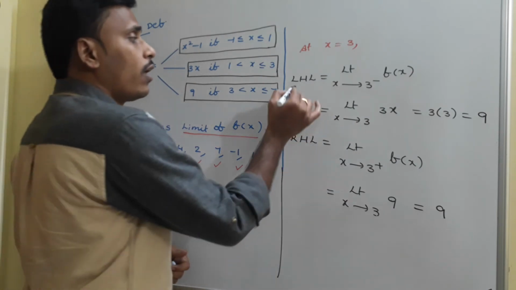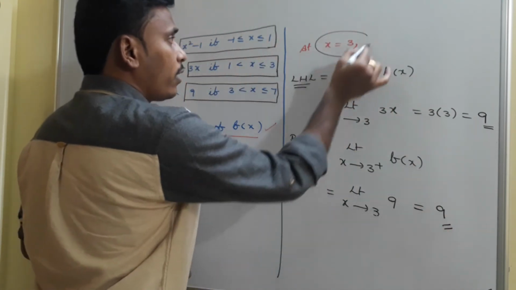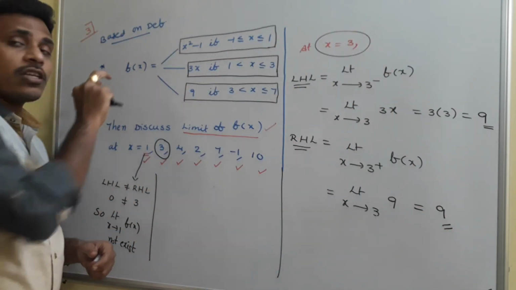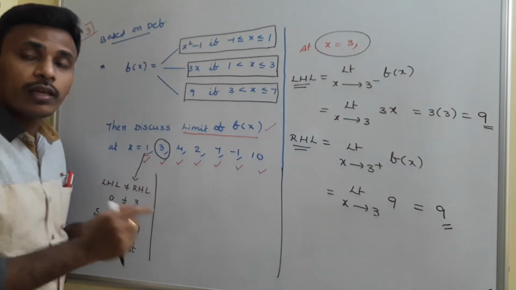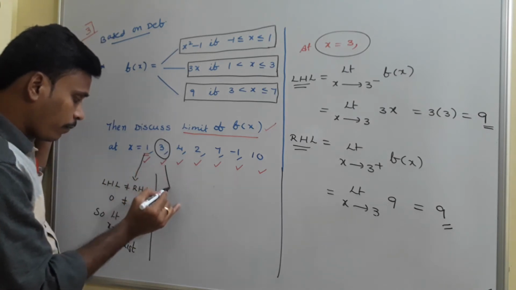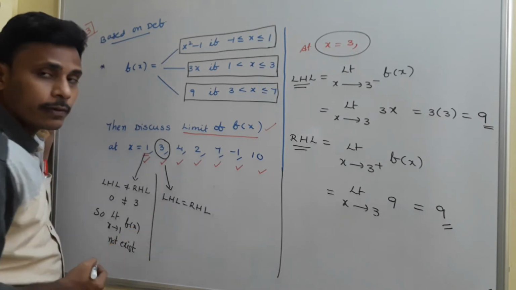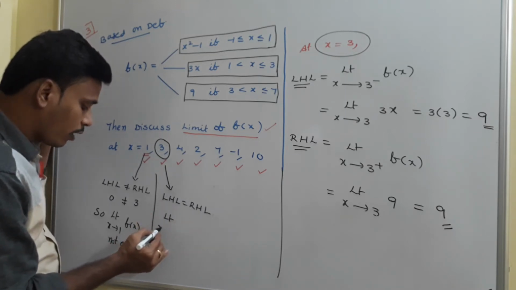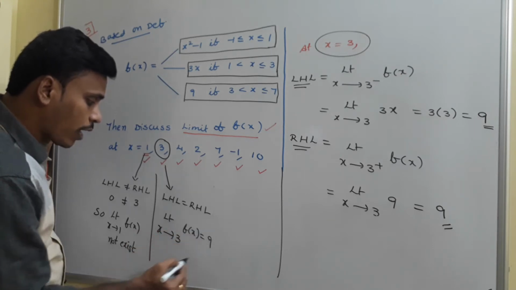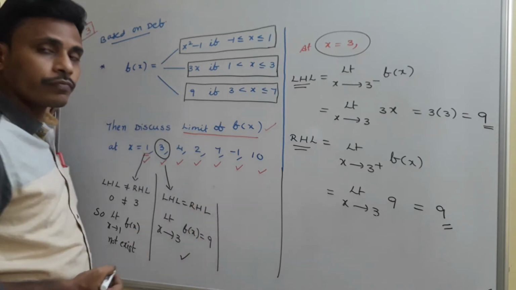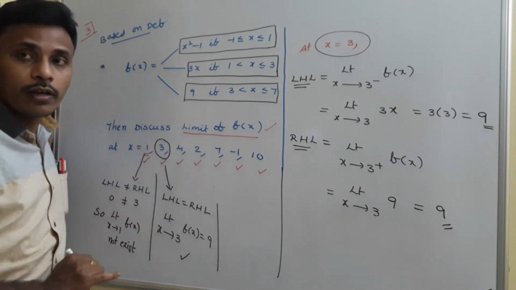At the end, if you look, left hand limit is 9. Right hand limit is 9. At the point 3, for the function f of x, the limit value at x is equal to 3 is 9 because these two are equal. So now at this point, what I need to mention is left hand limit is equal to right hand limit. Since left hand limit and right hand limit are equal, we will simply write limit x tends to 3 of f of x is equal to 9, and that limit value exists. At x is equal to 1, it is okay. At x is equal to 3, it is okay, right?